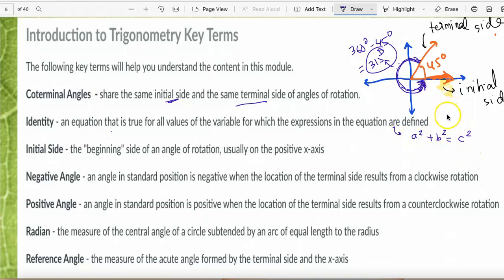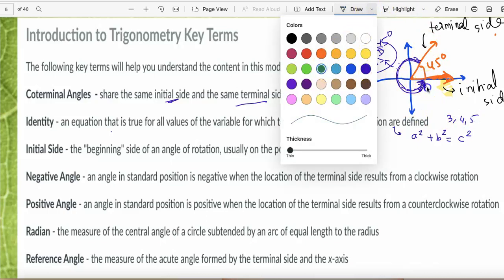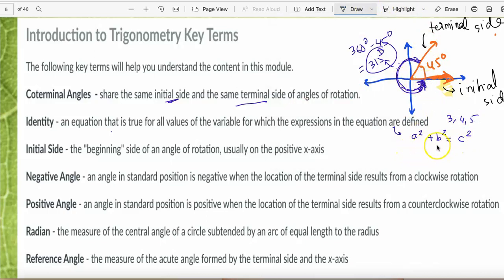So let's take an example. If I'm taking three values like this, 3, 4 and 5, when I substitute these values over here, it should be equal. So 3 square plus 4 square, and you know the hypotenuse is the longest side. When I solve this, both sides should have the same answer. This is 9, this is 16 and 25. 9 plus 16 is 25, equal to 25. So as you can see, this is an example of an identity.